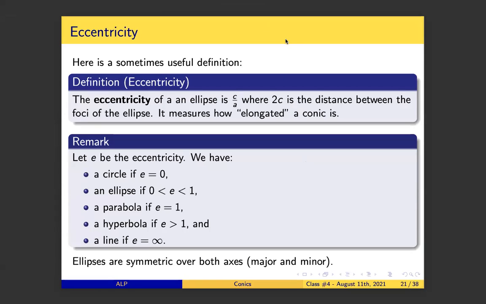And so suppose e is the eccentricity. We have a circle if e equals 0. We have an ellipse if e is greater than 0 but less than 1. We have a parabola if e equals 1. We have a hyperbola, which I'll get to in the next section, if e is greater than 1. And a line if e equals infinity. And ellipses are symmetric over both axes, major and minor, like a circle.